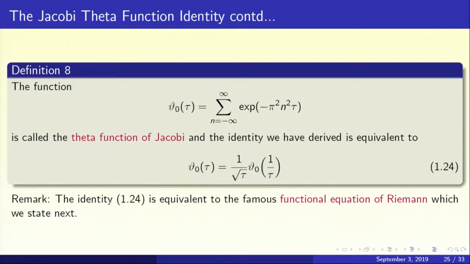The identity 1.24 is extremely important because it is very intimately related to Riemann's functional equation for the famous Riemann zeta function. The Riemann zeta function is one of the celebrated functions in today's mathematics, and the famous functional equation is basically the same as 1.24 in a very different avatar. Let me tell you what the Riemann zeta function is, and let me tell you what the functional equation is.